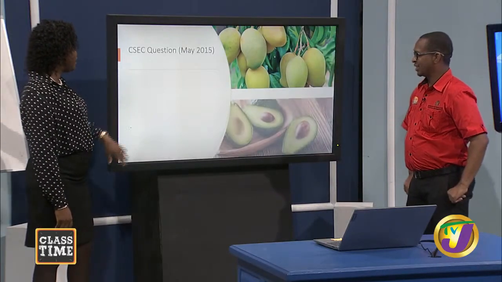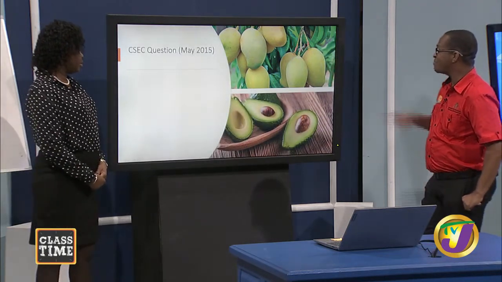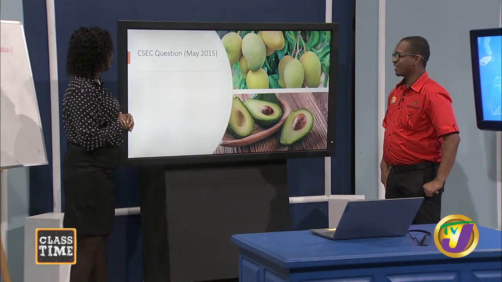Oh, some lovely mangoes and pears. I like the mangoes more than the pears. I like both of them. I just love fruits. They're just so juicy and delicious.